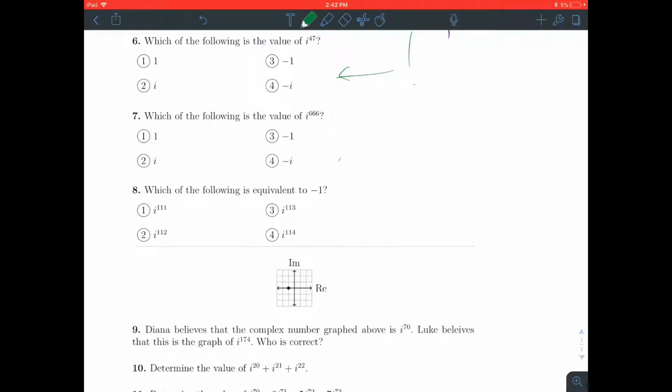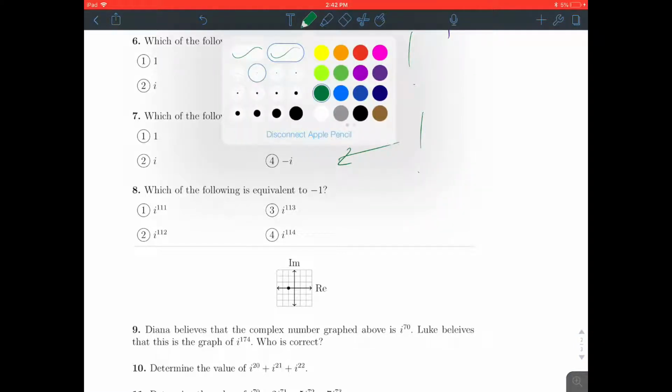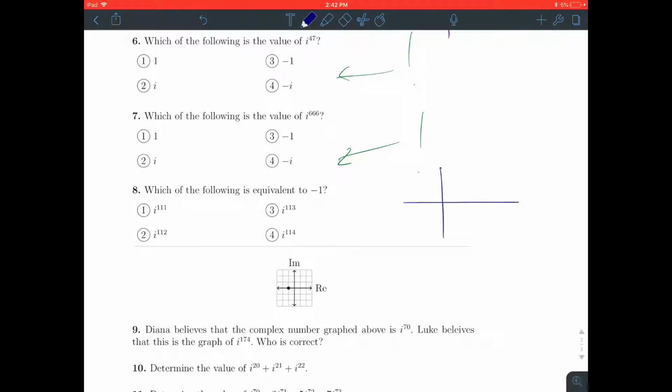i to the 666, I think we talked about in class, that's for you guys as well. Which of the following is equal to -1? So let's see. It looks like we have 111, 112, 113, and 114 all to consider. Well, I think the easiest one of these to look at is 112, because 112 is divisible by 4. If you divide, I think you get 28.